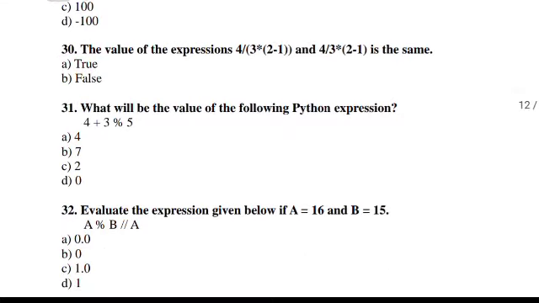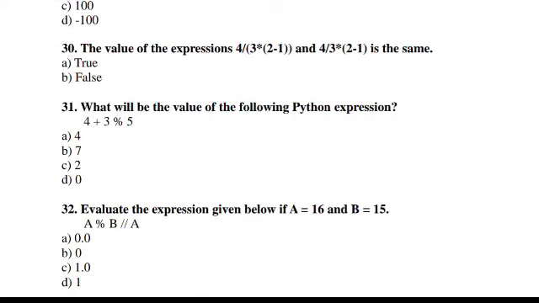Next is, what will be the value of the following Python expression? 4 plus 3 divided by 5. Right answer will be option B, 7.